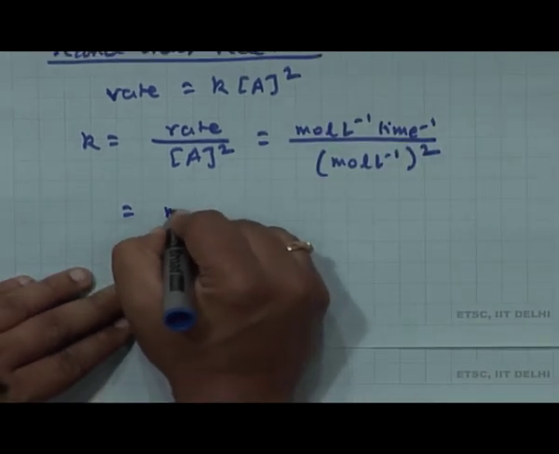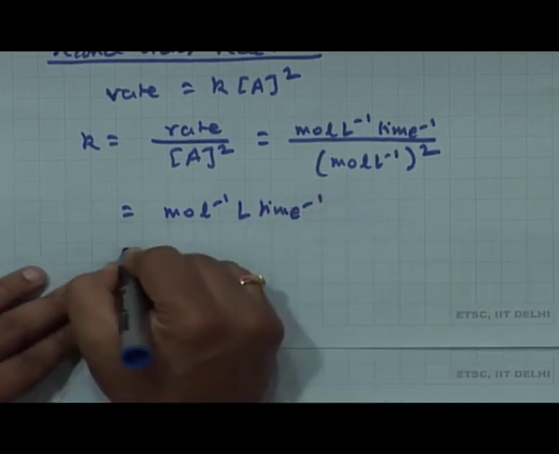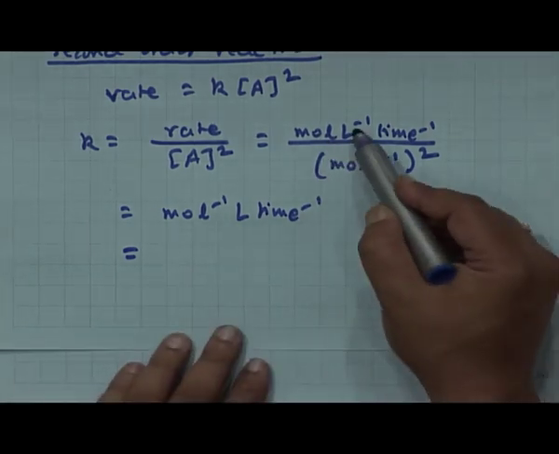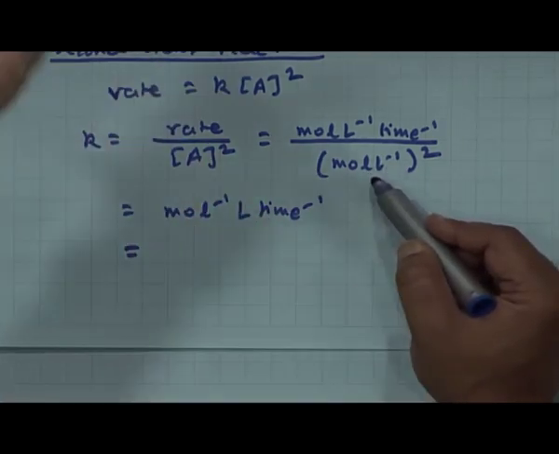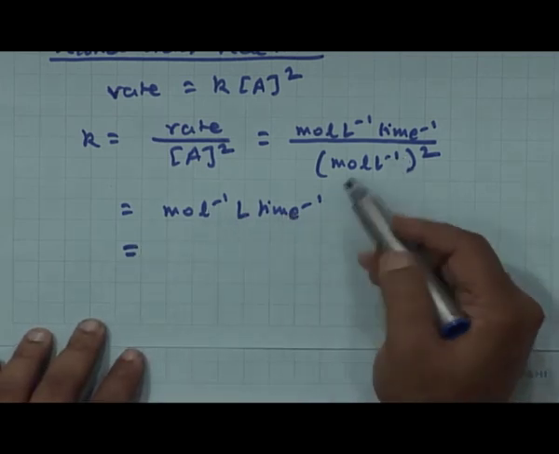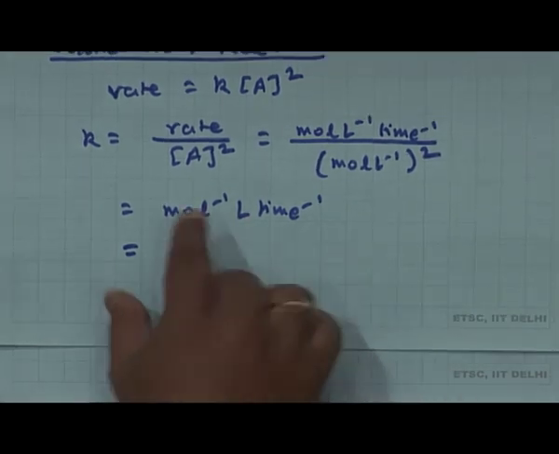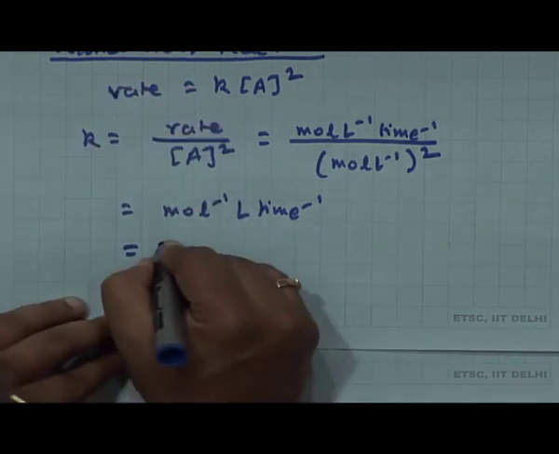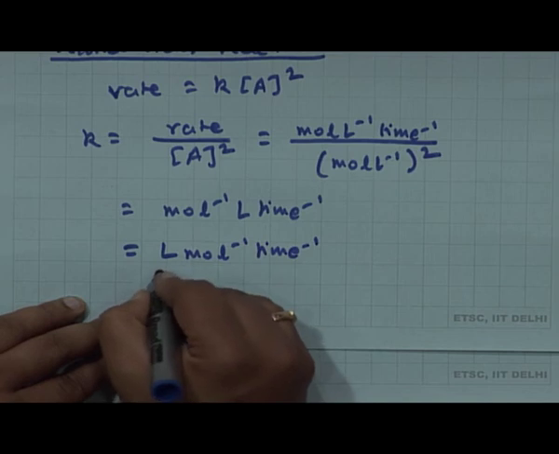So, I will be having mole inverse liter time inverse, and a better way of writing this is, so you understand, right, this is moles per liter, one of the moles per liter is cancelled out, you are left with one more moles per liter that goes on top. So, it becomes moles mole inverse liter time inverse. Now, the general way of writing this is that, see, this liter is having the positive exponent. So, you always bring the positive exponent first. So, you write liter mole inverse time inverse.